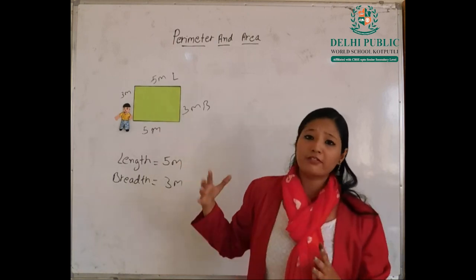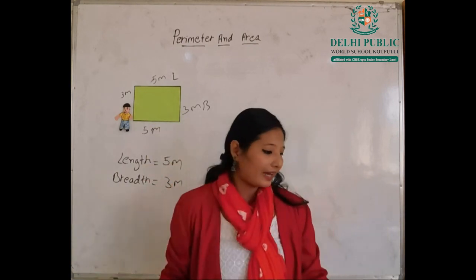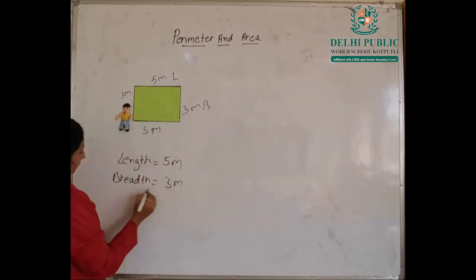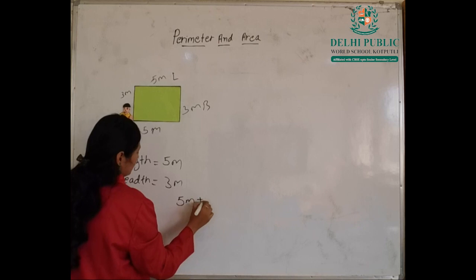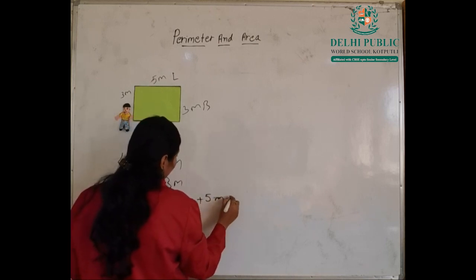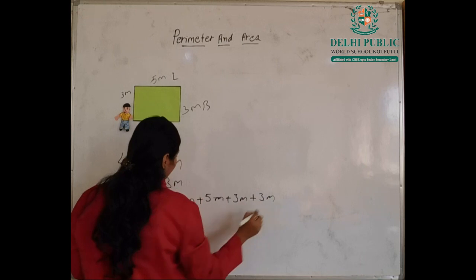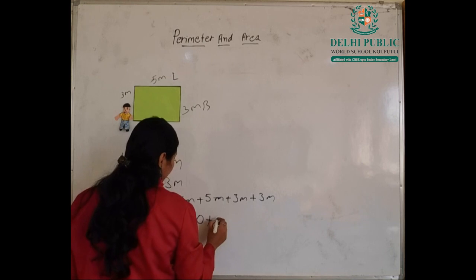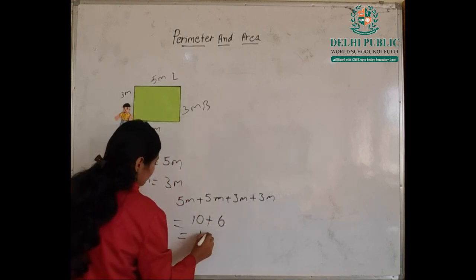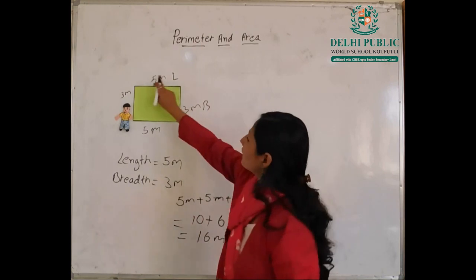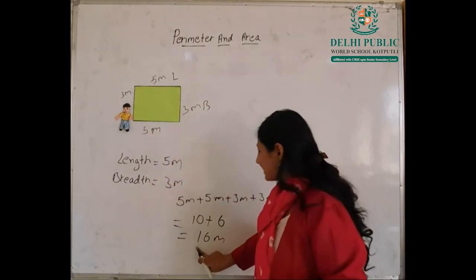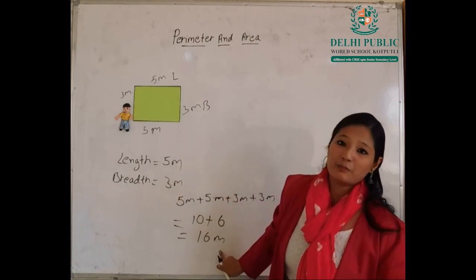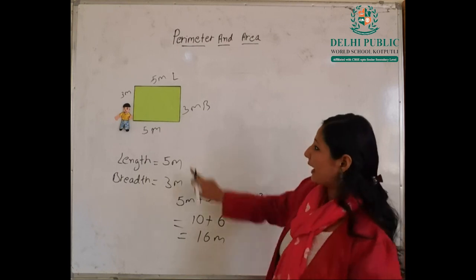So what can we do? We can add all the sides. So 5 meters plus 5 meters plus 3 meters plus 3 meters. So the boundary of Raghu's field will be 16 meters. So the fence he needs to buy is 16 meters. So Raghu needs to buy a 16-meter fence for his field.